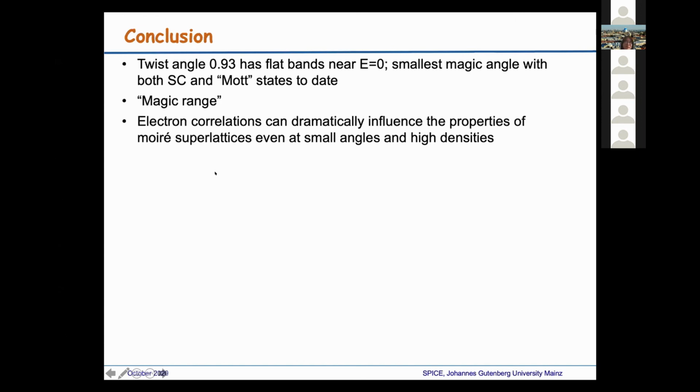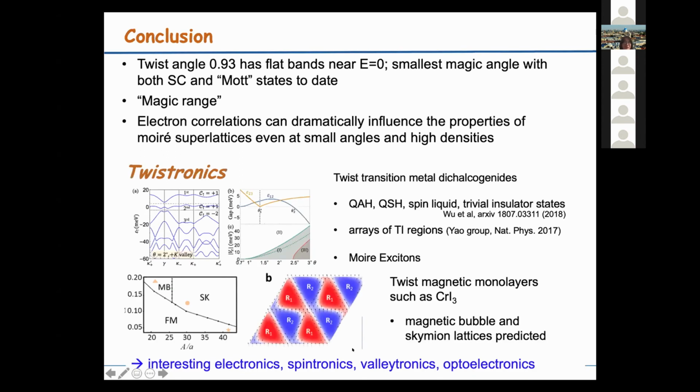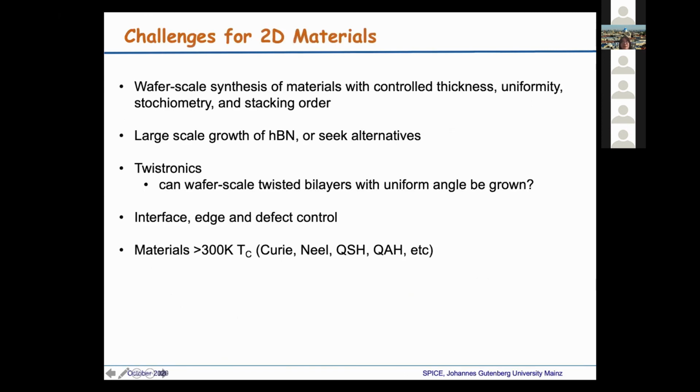Another point I want to get across is that with electron interactions, we can produce interesting properties and correlated states even at higher density. So we can go beyond the first band, and probably interesting things can happen there too. Of course, now we have the whole field of twistronics, with many exciting phenomena predicted and observed in, for example, twisted bilayer TMDs and twisted bilayer magnetic materials.